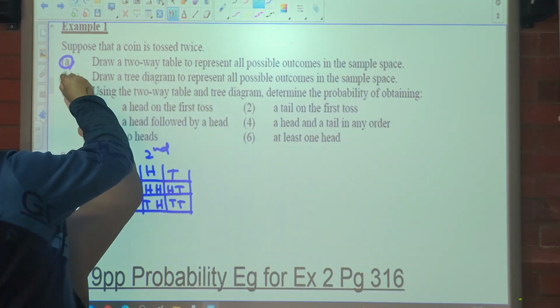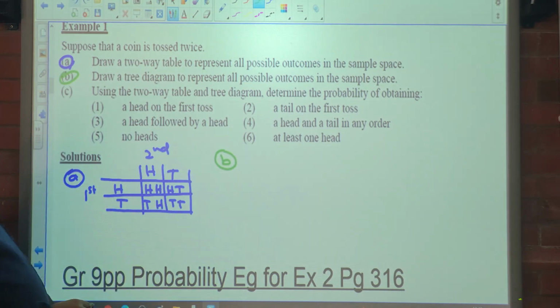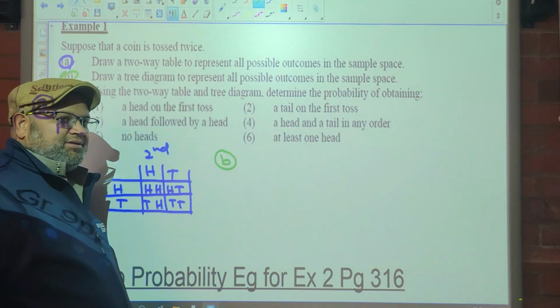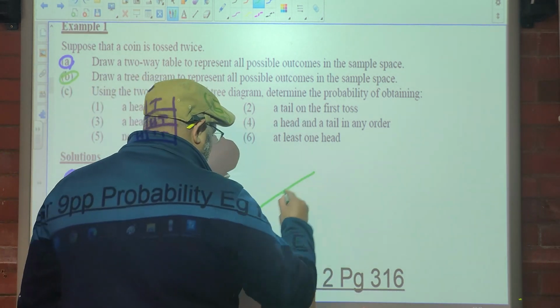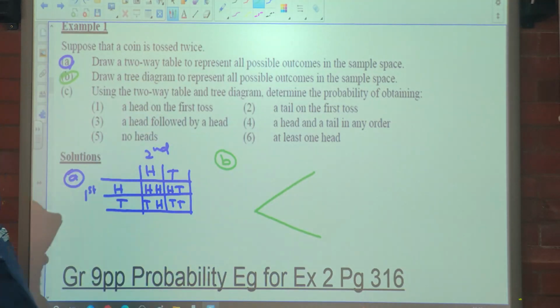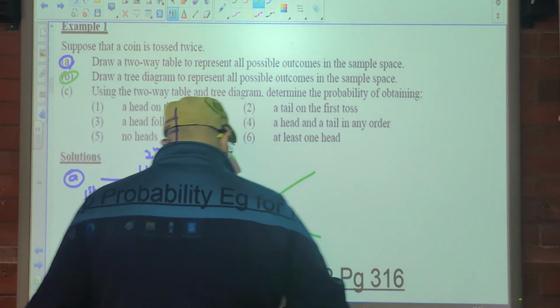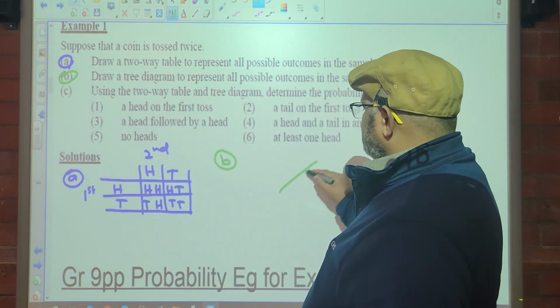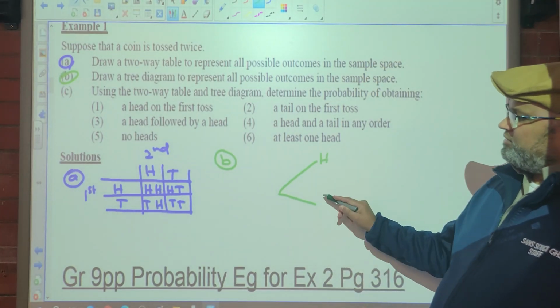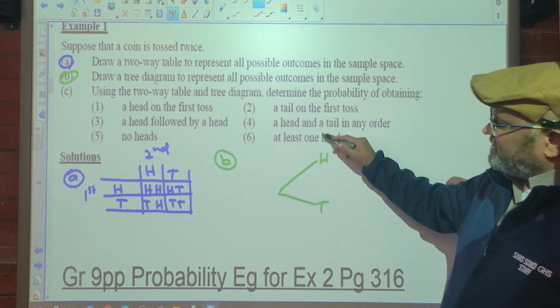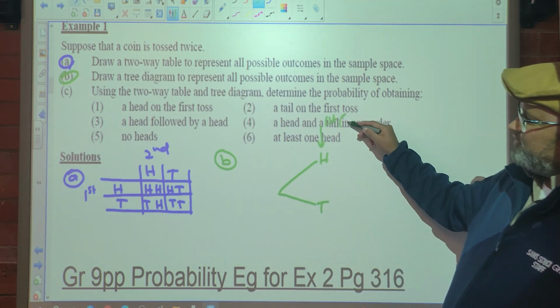Let's look at B. Draw a tree diagram to represent all possible outcomes in the sample space. People, we have seen people draw apple trees already. That's not a tree diagram, okay? This is a tree diagram. What do we do? It's your branches. You see that? What are my outcomes? If I toss a coin, it could either be heads or tails. Now this is the first coin. First event, the first coin.